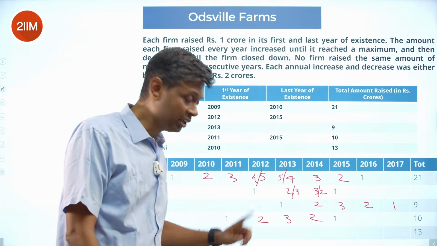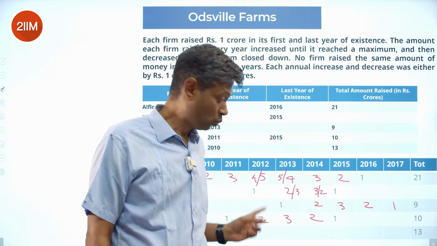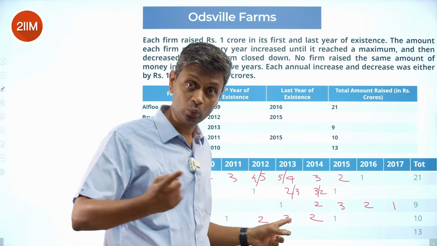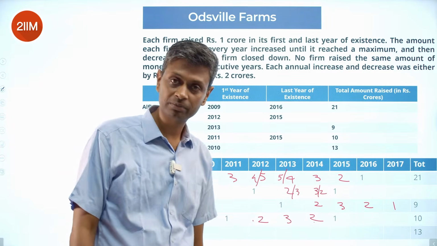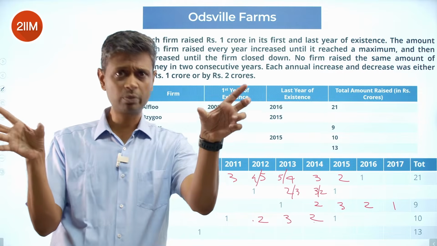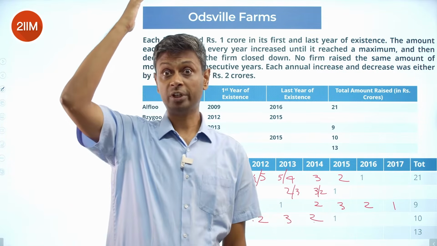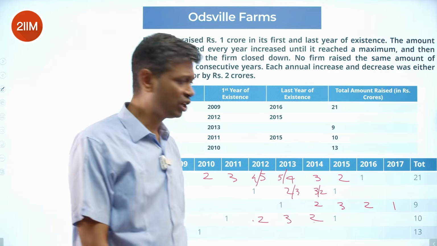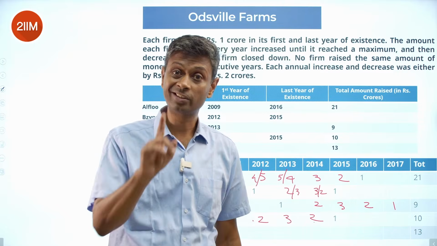But if I put 1, 3, it has to go to 1, 3, 4, 2, 1. 1, 3, 4 is 8, 2, 1 becomes 11. It's not possible. So this cannot be 3. So this has to be 1, 2, this has to be 1, 2. No getting away from that. If either goes to 3, we go beyond 10. So 1, 3, 4, 2, 1 is 11. 1, 2, 4, 2, 1 is 10.